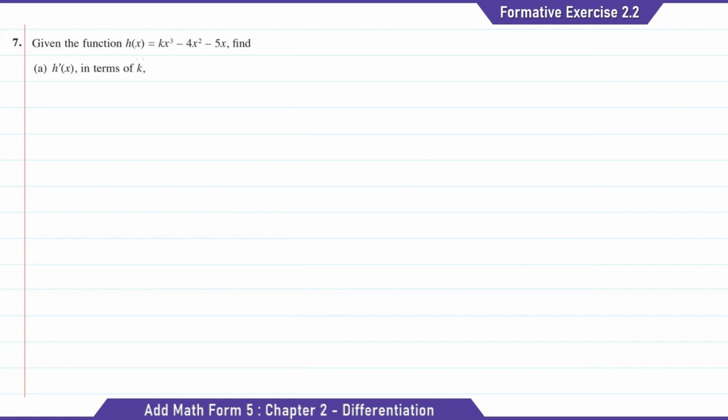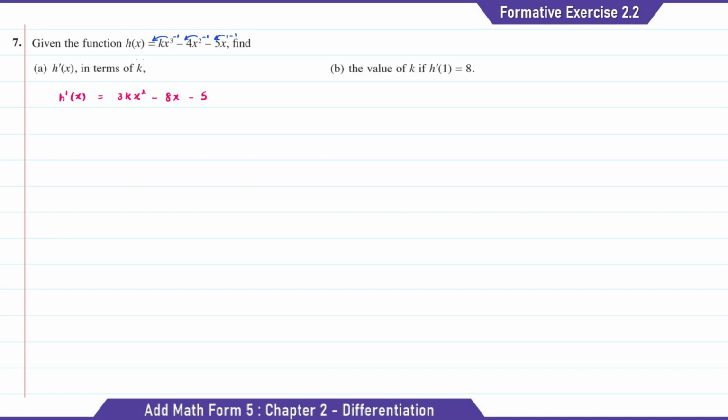Question number 7. Given the function h of x equal to kx cubed minus 4x squared minus 5x, find a, the first derivative of h in terms of k. This is equal to 3kx squared minus 8x minus 5.